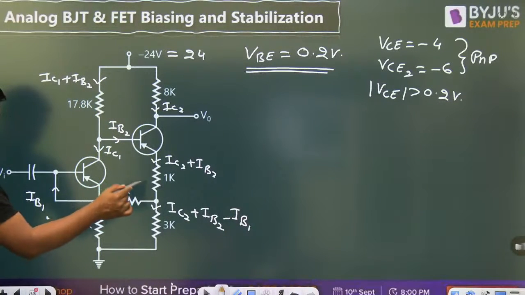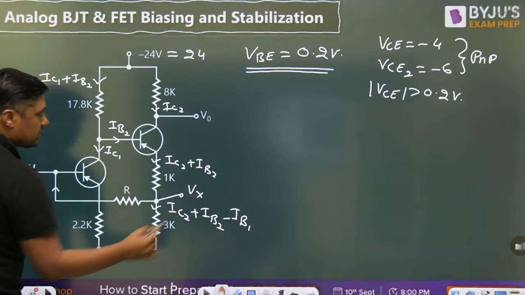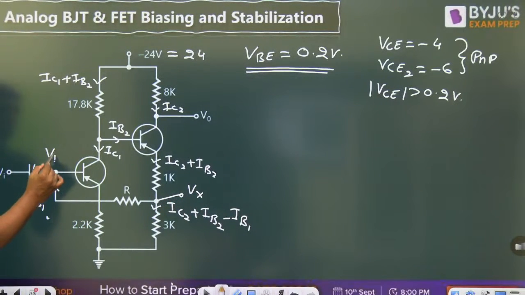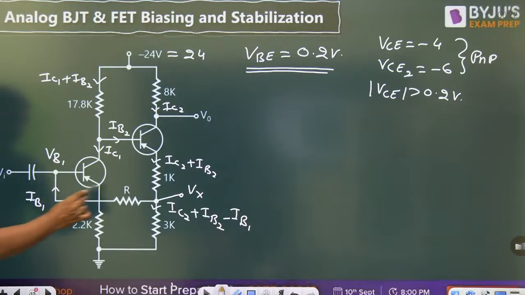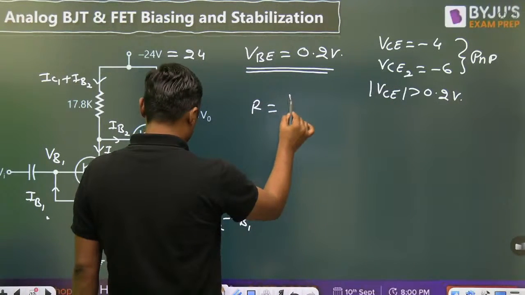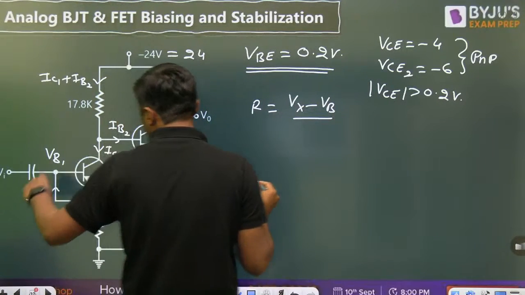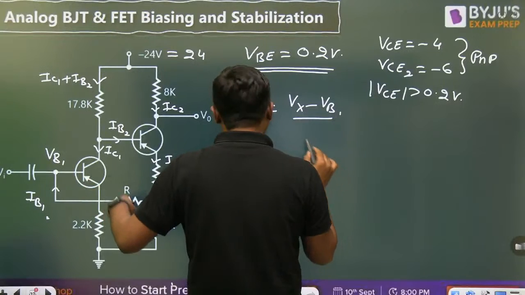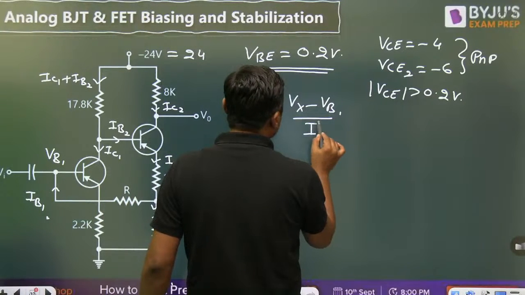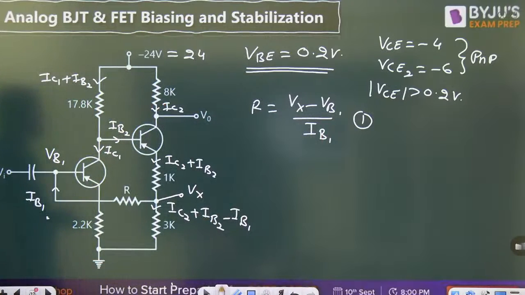And then at this point, let the voltage be Vx. At this point, let the voltage be VB1. And the current through this branch is IB1. You have to find the value of R. R is equal to Vx minus VB1 divided by IB1. Actually, you have to solve this.